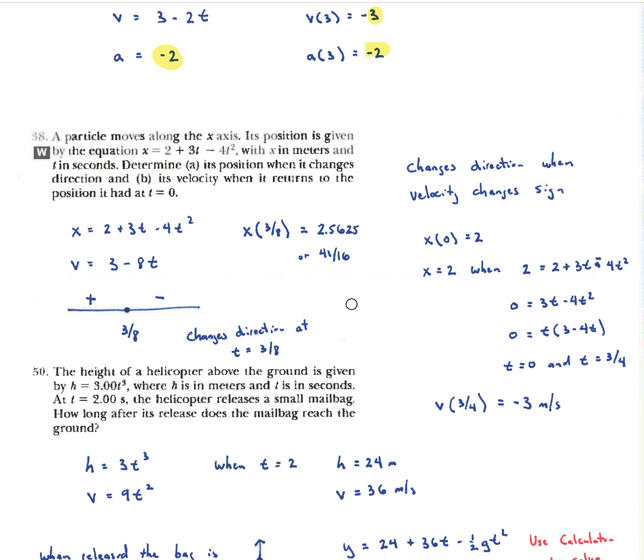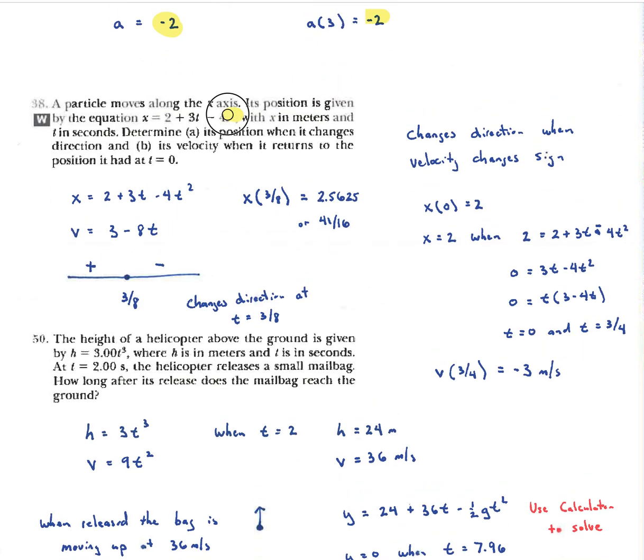Right, 38. There's a position function, and we want to find its position when it changes direction. Okay, so let's figure out, when does it change direction? Well, it changes direction when velocity goes from positive to negative or from negative to positive. So let's figure that out. Well, they start us out with the position equation.